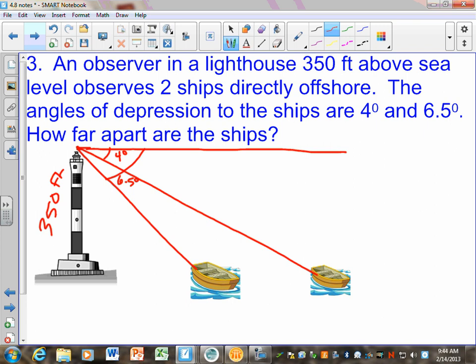This one's also, you have to do a little extra work because they want us to find how far apart the ships are, which means they want us to find this distance in between them. But does that make a right triangle if I'm just looking at the distance in between them? Which means I think I need to find the distance from each one to the lighthouse like the last problem, and then maybe I could figure out the difference between them. So step 1 is I think I got to find the distance from the lighthouse to this boat, and I got to find the distance from the lighthouse all the way over to that boat.